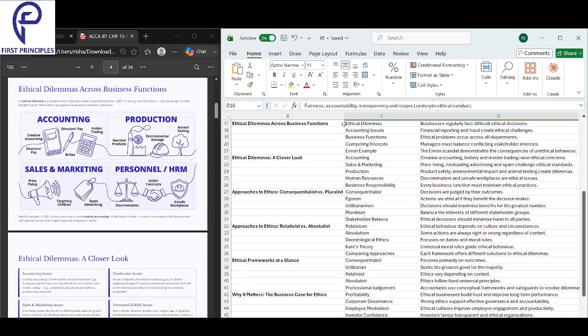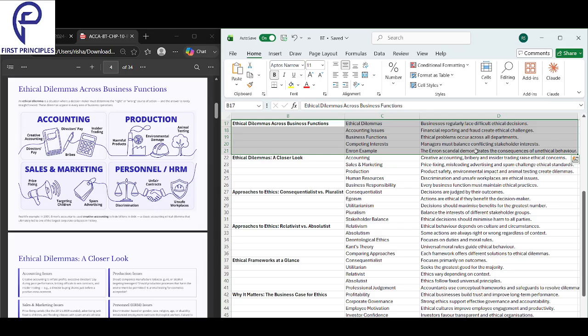Next, looking into ethical dilemmas about business functions. There are some ethical dilemmas, some problems. Businesses regularly face a lot of difficult ethical decisions. So what are the issues? The accounting issues: financial reporting and fraud create ethical challenges.